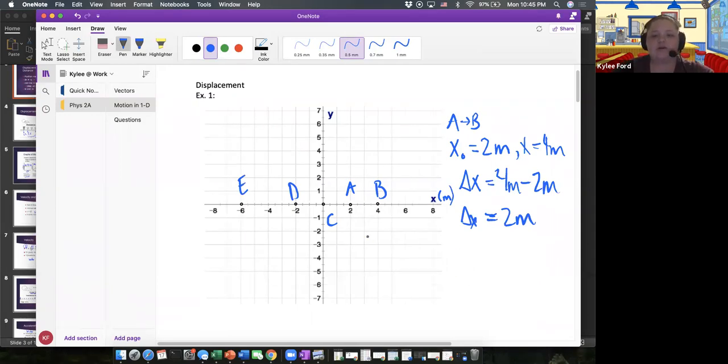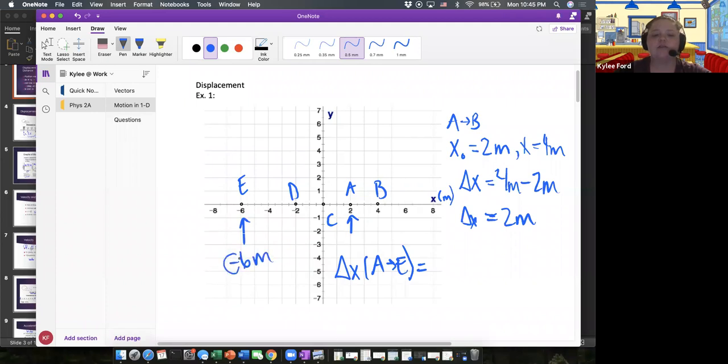Let's see, I want to know my displacement from A to E. Okay, we're going for the big money. All right, so my initial, again, is going to be that 2 meters. My final is now -6 meters.